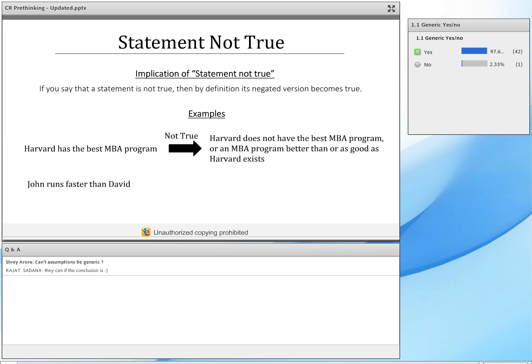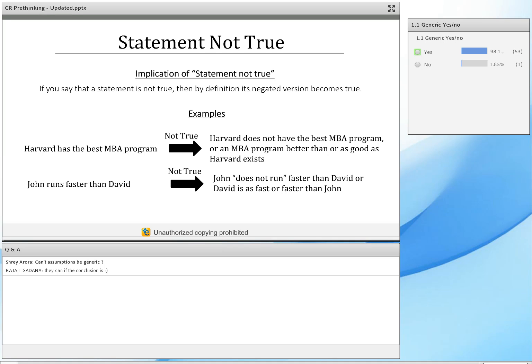Let's take another example. John runs faster than David. If you say that this statement isn't true, then it automatically means you can infer from this, and this is why we have the inference module before the assumption module. What it really means is that either David is as fast as John or David is faster. There's someone named XYZ who's as fast or faster than John.